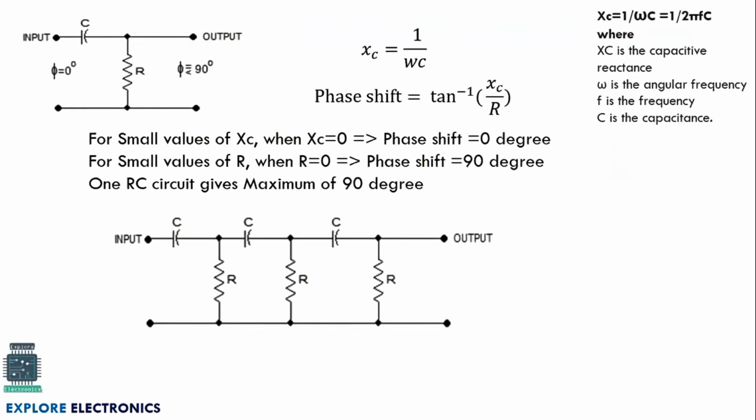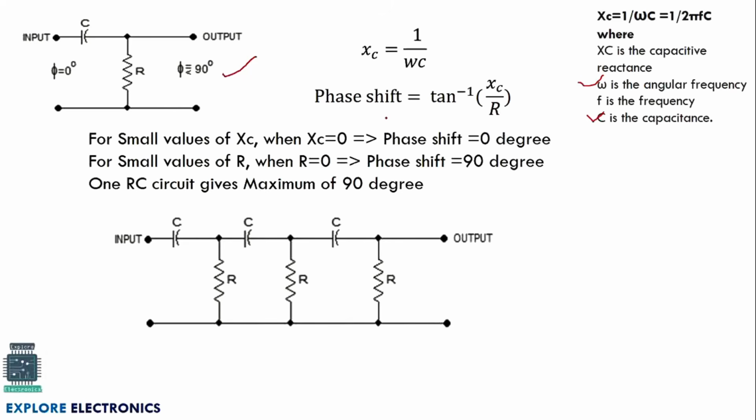So to understand how actually we are going to get a 180 degree phase shift from the RC network, we need to go for this circuit. Here one pair of RC network is shown. Here the capacitor reactance is XC. This XC can be written as 1 divided by omega C. Here omega is the angular frequency and C is the capacitance. So the phase shift provided by this particular circuit is tan inverse of XC divided by R. So depending on the value of the resistance and the capacitance, we are going to get the phase shift.